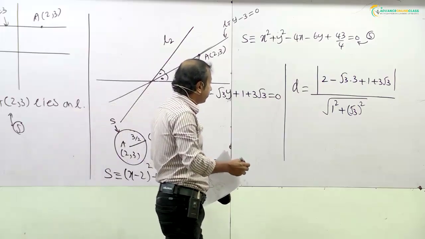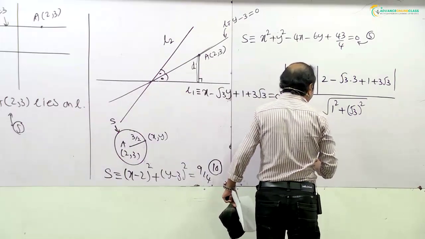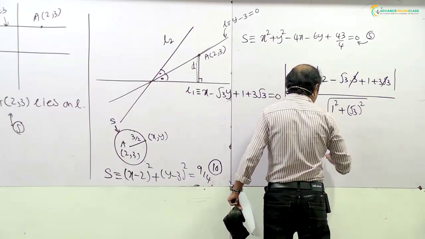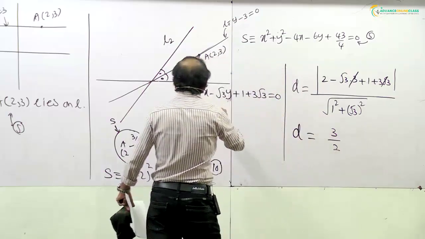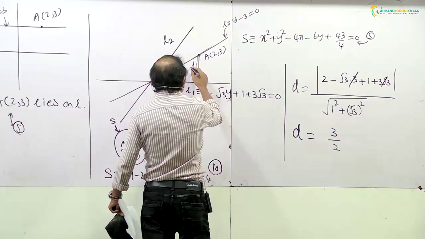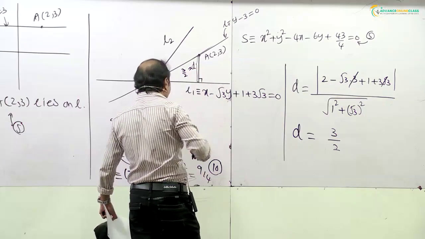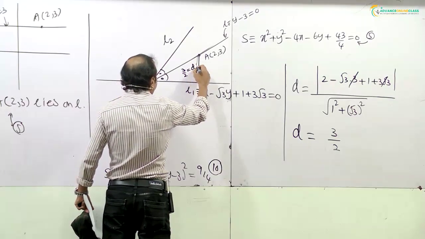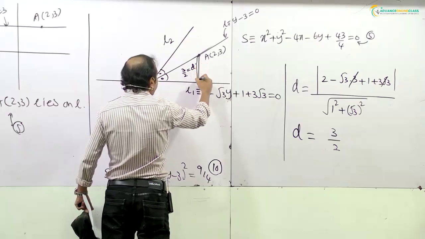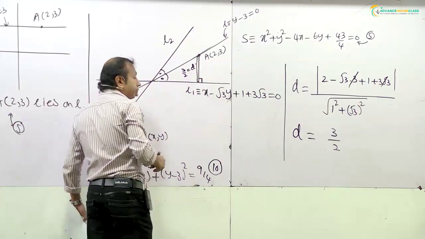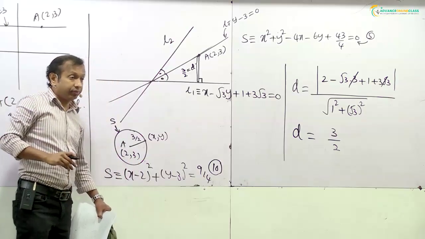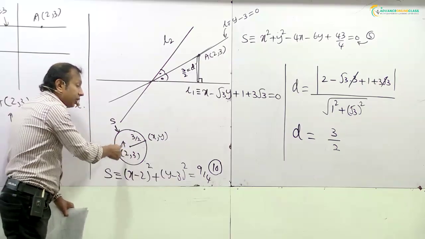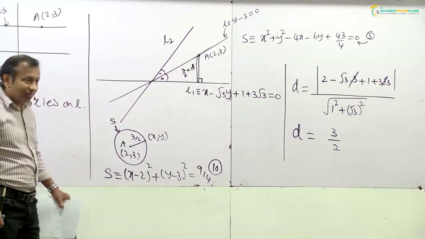What do you get there? These two we can cancel down. 3 over 2. This length is 3 over 2. What can I say? The S has a center A, radius 3 by 2. Now what can I say?